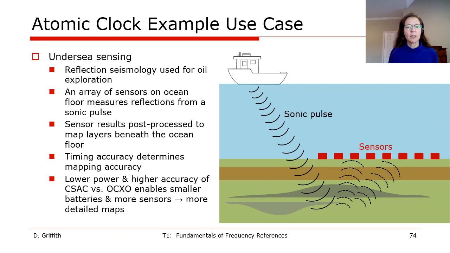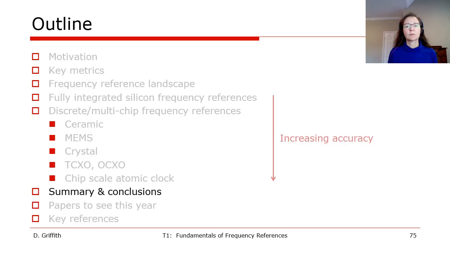The chip scale atomic clocks have lower power consumption, yet even better frequency accuracy than OCXOs. So they are ideal for this use case. The chip scale atomic clocks enable longer lifetime on the same size battery, and then more accurate sensors can be deployed, enabling more data to be collected and more accurate maps.